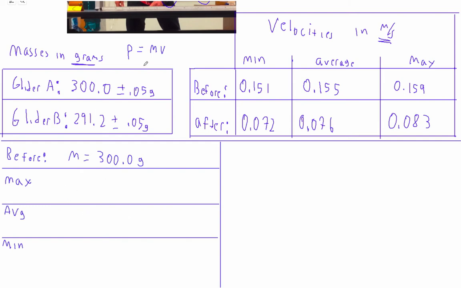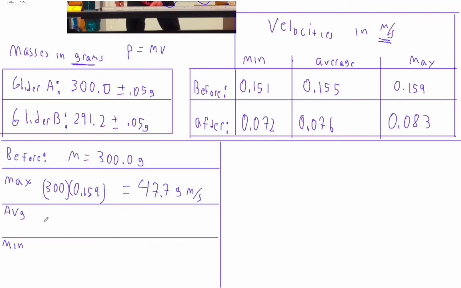To find momentum, I'm just going to go mass times velocity. So to get the max, I'm going to multiply the mass before, 300, times the maximum velocity that it could have been before. Does that make sense? I hope it does. So 300 times 0.159 is 47.7, and that has the units of gram meters per second. These are good units because we get numbers that are easy to work with.